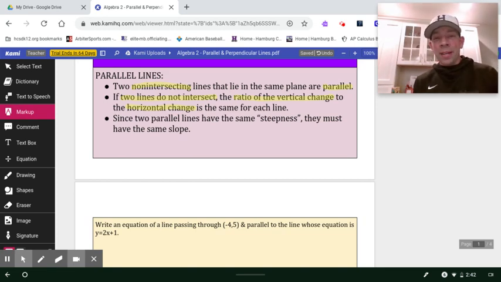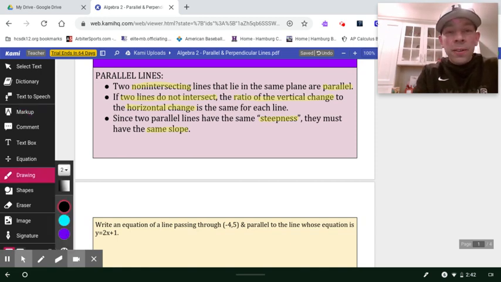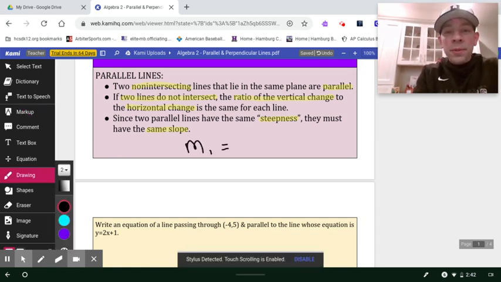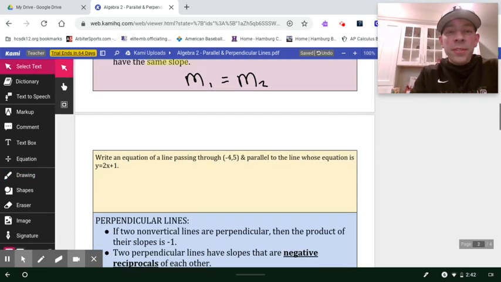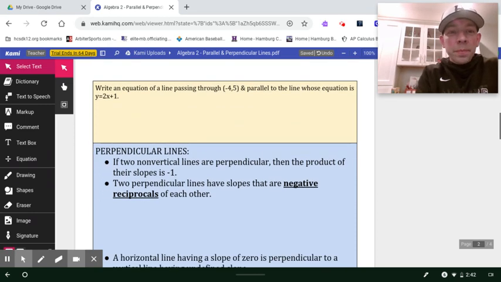Now, that's a really complicated way of saying what? These two lines have the same slope, and that's what we're getting at. Parallel lines have the same steepness. They must have the same slope, and that's what you'll continue to hear us preach over and over again. In a nutshell, m sub 1 equals m sub 2. The slope of the first line must equal the slope of the second line. So we'll sneak right into this first example here.